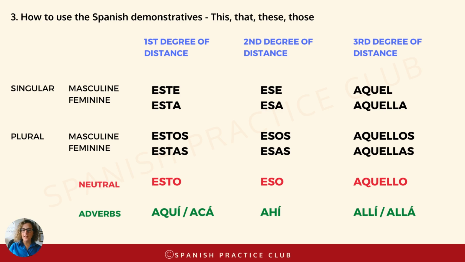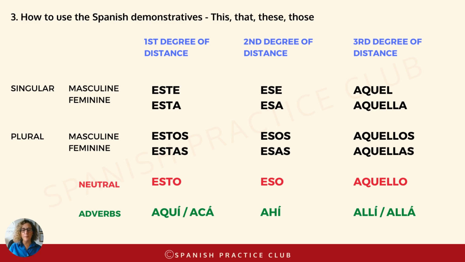So the Spanish demonstratives are divided into 3 different groups: first, second, and third degree of distance. When we talk about distance, we talk about distance in time and in space. And we are going to be diving into that a little bit farther when we see the examples. So we've got first, second, and third degree of distance in relation to ourselves. For example, we will be the subject, and we can talk about where things are depending on where we are positioned at this present moment.